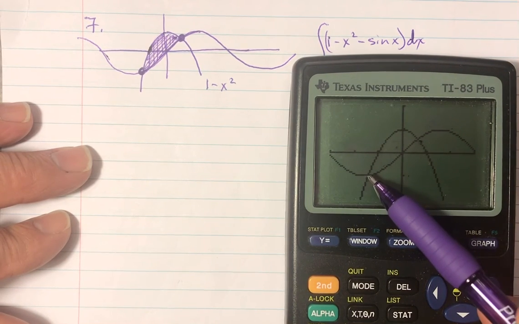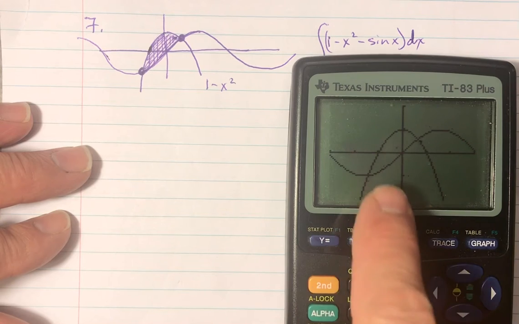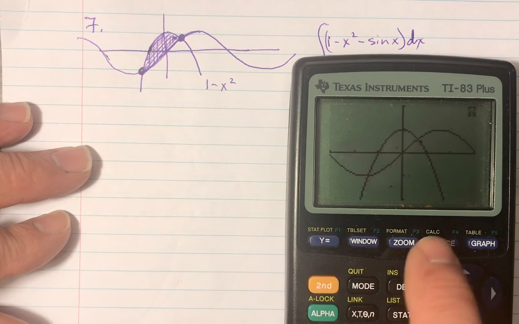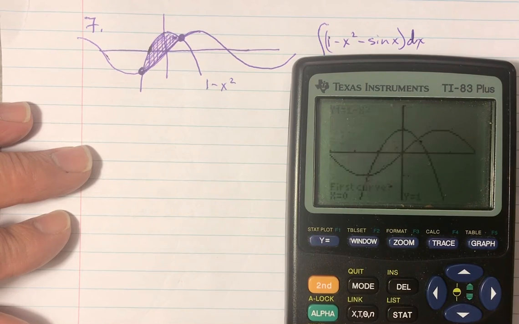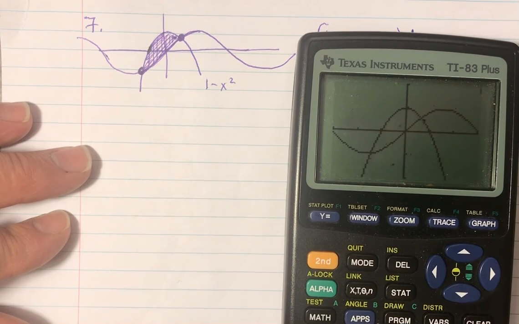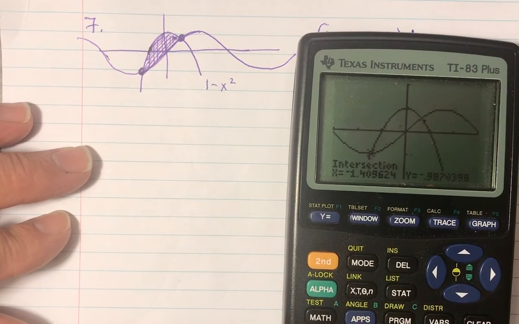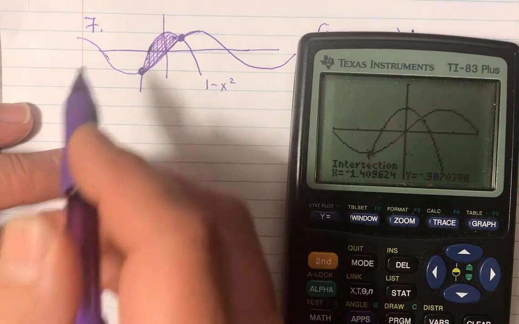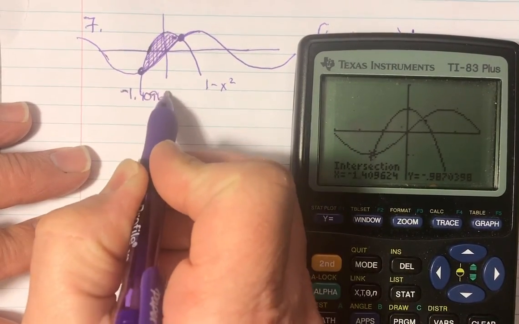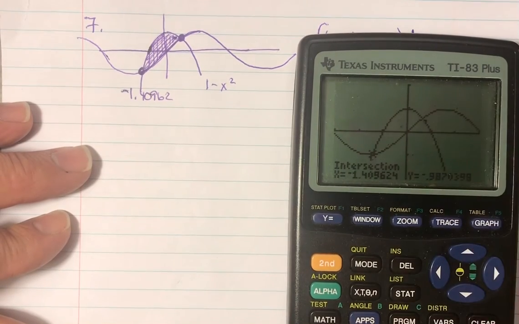So the first one I'm going to find is in the third quadrant, so my negative value for x. So second trace, intersect, and I'm going to give it a guess of -1. And when I do that, I come up with -1.40962.